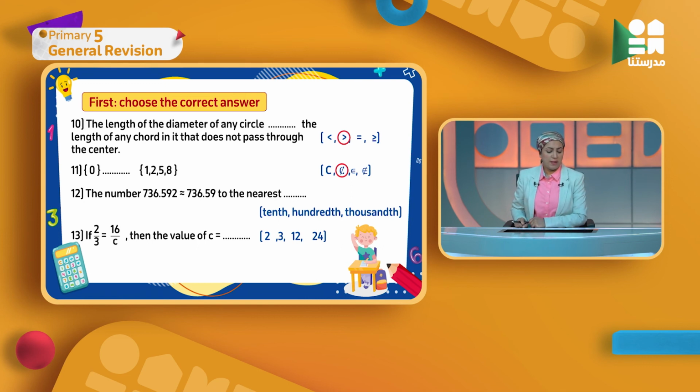Now, question 12. The number 736.592 is approximately 736.59 to the nearest what? Now I'll check what is the number that we have eliminated. It is the 2. This means that I have approximated to the place just before 2. So here, this means that it is to the nearest hundredths.